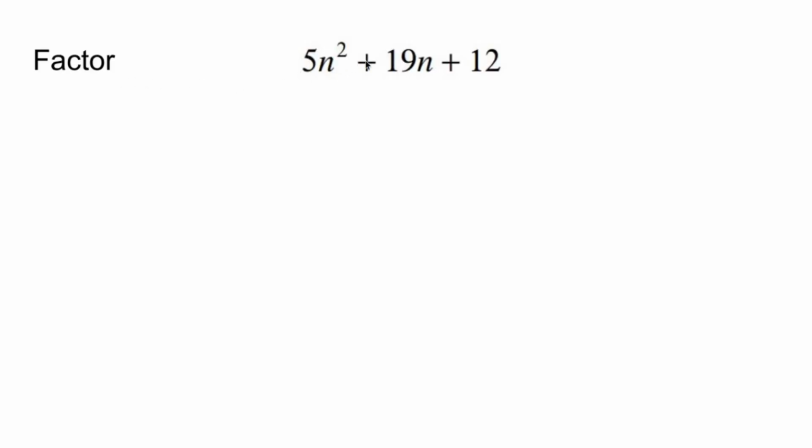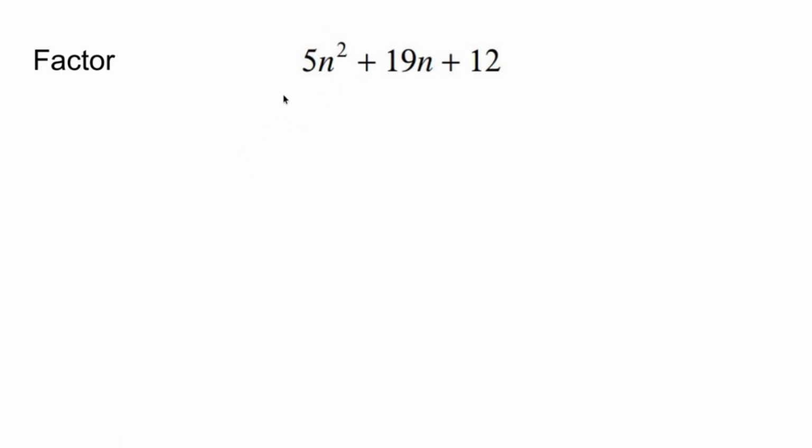Factor 5n squared plus 19n plus 12. This is one of those cases where when you see factor, you try to look at anything and see if there's a number or a variable that you can pull out. And there isn't in this case. There's no greatest common factor to deal with.